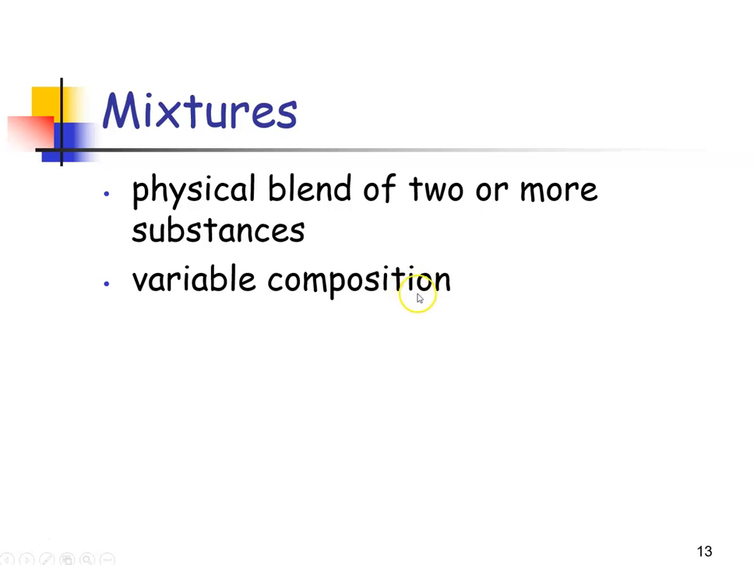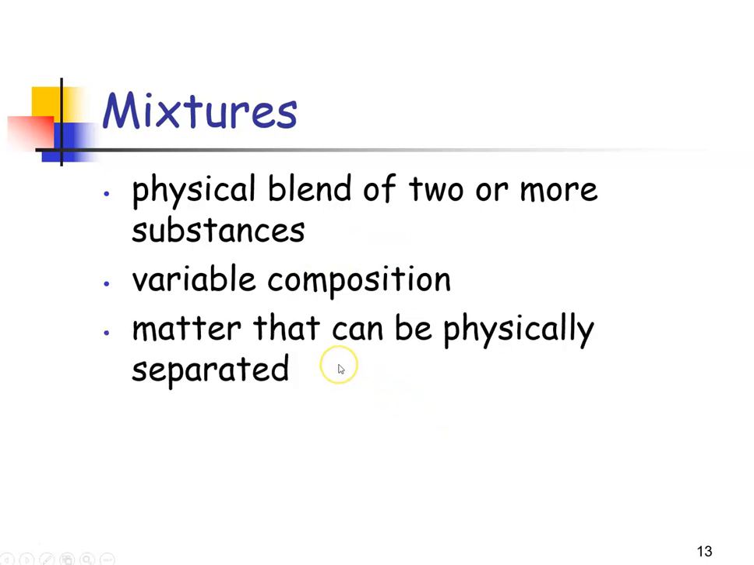For example, when you brew tea, you may like to add more sugar to it or less sugar. And if you go to different restaurants, you'll notice that the composition of sweet tea is quite variable. Some places have a lot of sugar mixed in, some places have less sugar mixed in. Water is a compound, sugar is a compound, and when you mix them together, they don't chemically react, they just blend with each other.